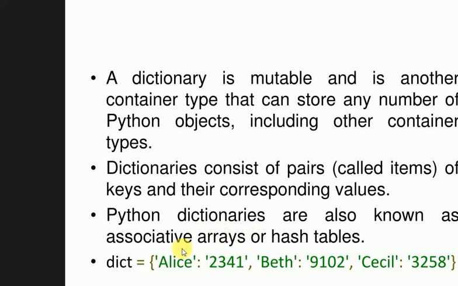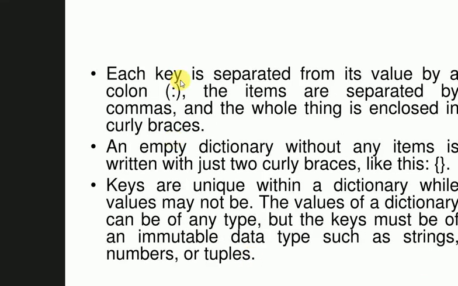One more thing, it's good for our quiz exam as well: Python dictionaries are also known as associative arrays or hash tables. So here is how we initialize one. Items are separated by a comma. Each key is separated from its value by a colon, as I mentioned before, and the whole thing is enclosed in curly braces.